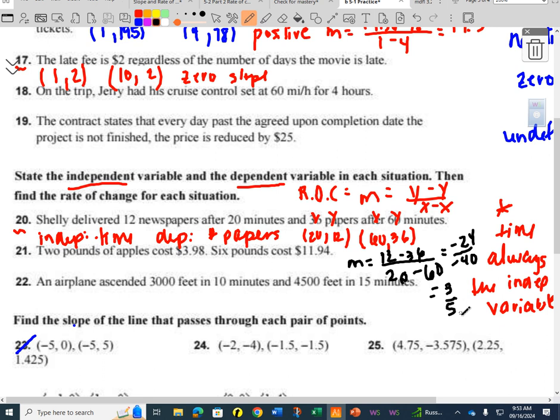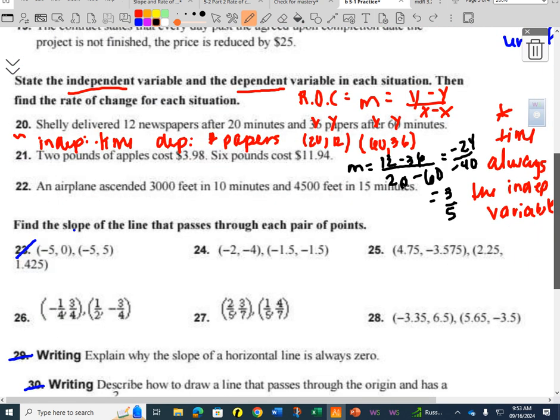And that is a really common mistake. You gotta be careful. Putting things backwards, not putting the same input, not putting the input first for both things. Lots of places to make mistakes on these. You gotta be careful. All right, questions on 20?